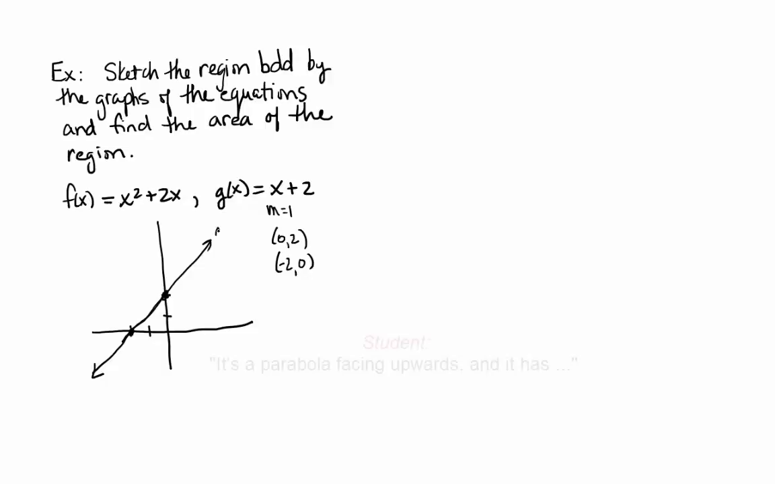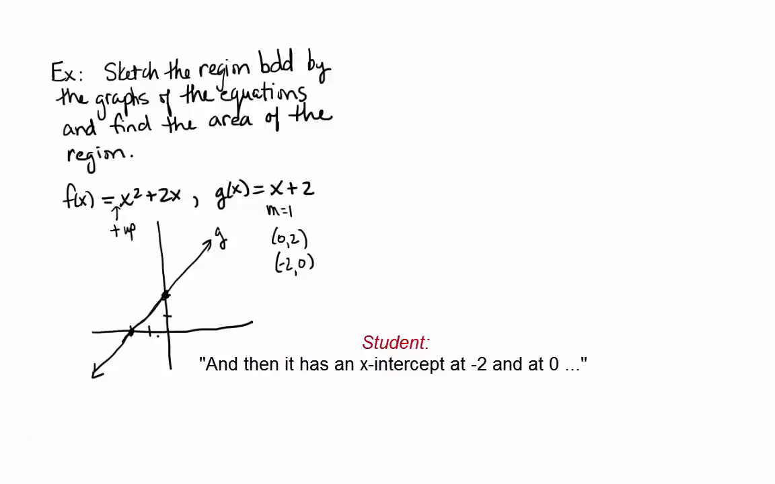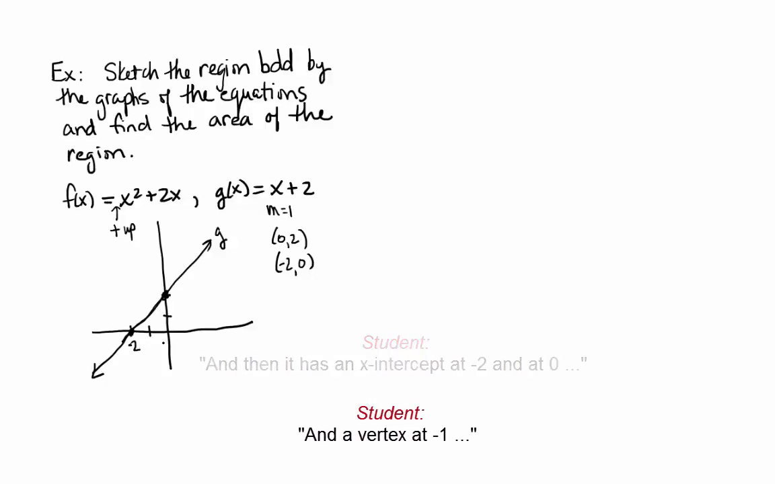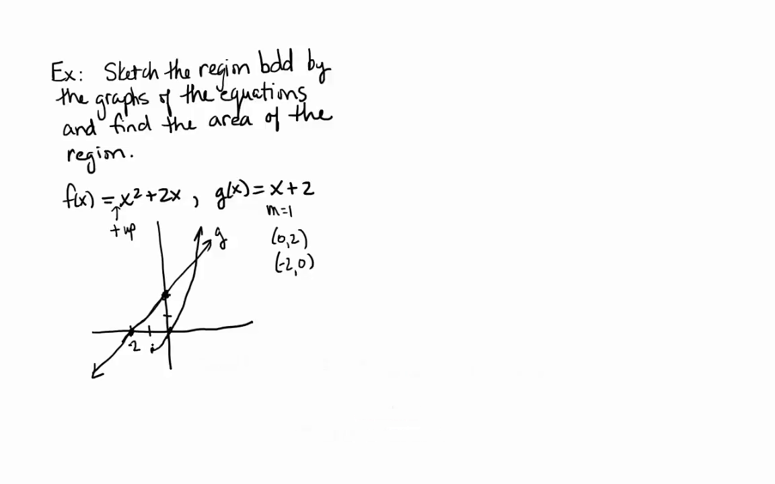And what would f look like? It's a parabola facing upwards. Good. How did you know it was facing upwards? Because the leading coefficient is positive, so it opens upward. And then it has an x-intercept at -2 and 0. And the vertex at... Good. So it looks like we've stumbled across one intersection point already, yeah?